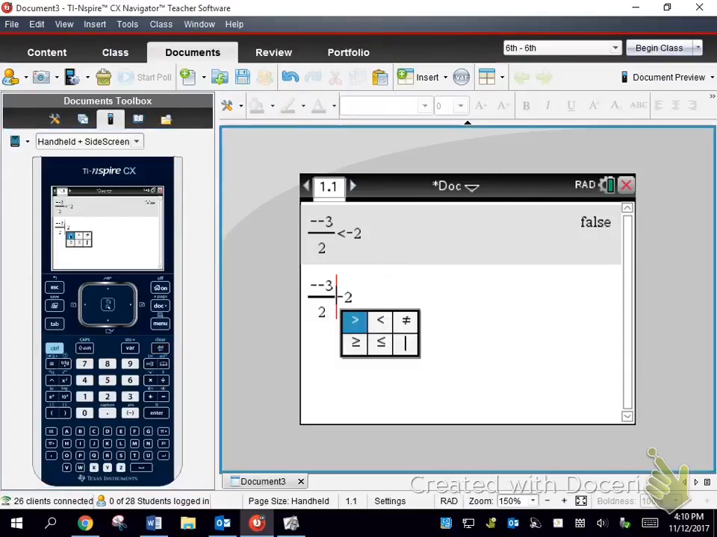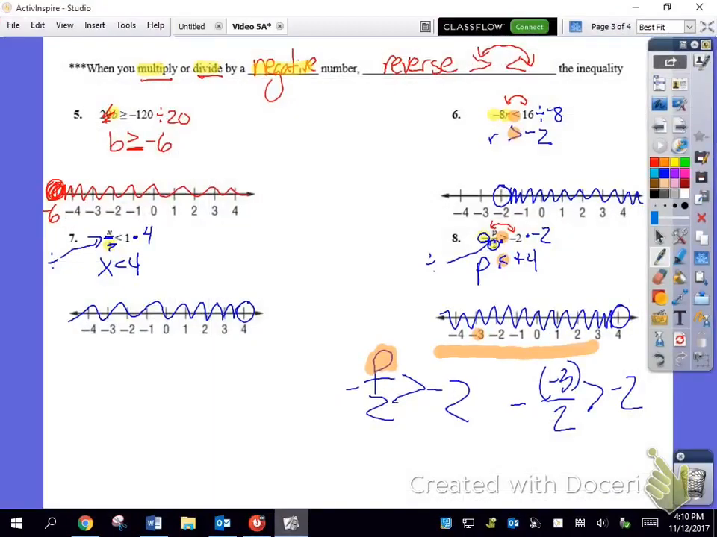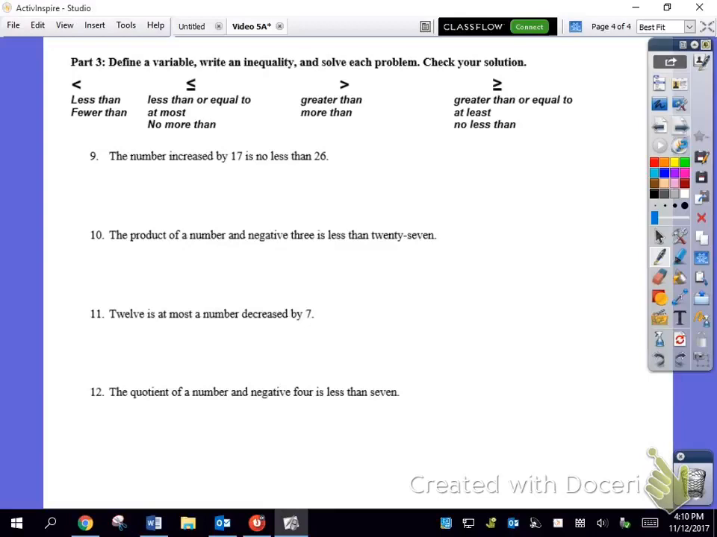So I said it was this sign. When I flipped it, that was what's on your paper. When you flip it, it should be greater than. Now hit enter. And see, that's true. So you can double check it to make sure that you did the right sign. Okay? So that was true when it's facing the other direction. Then when it's less than that, it became true. All right? All right, so let's look at number 9.